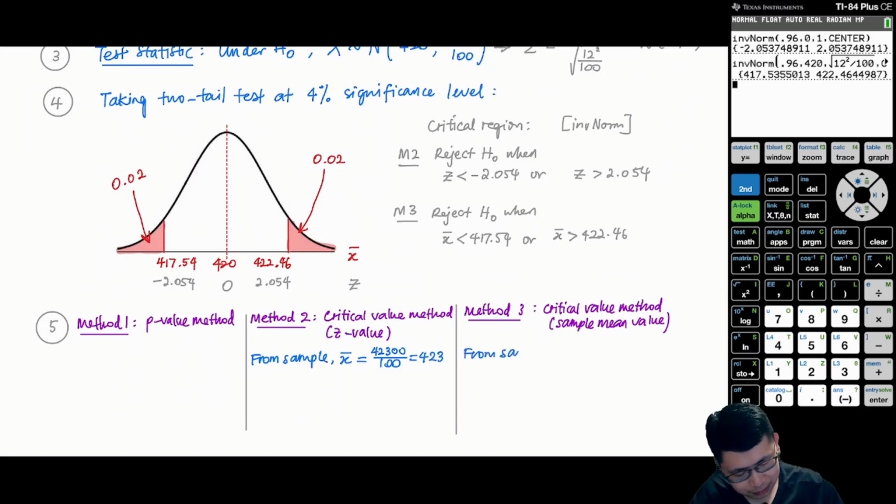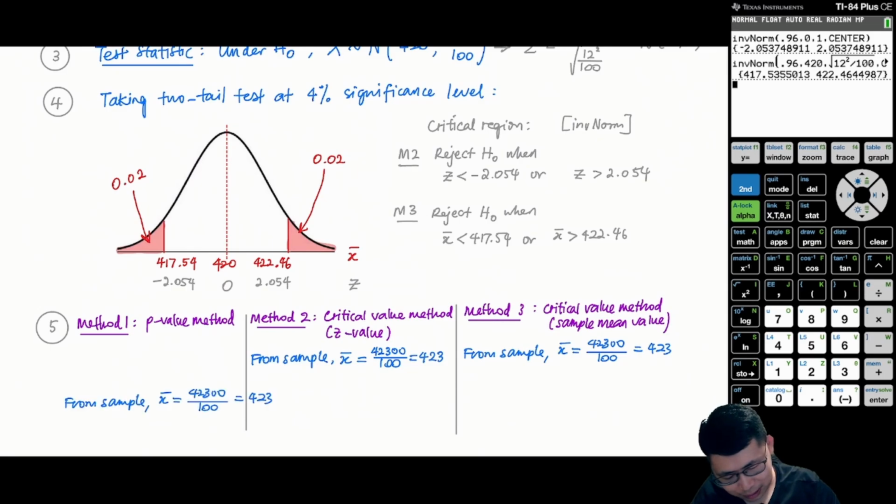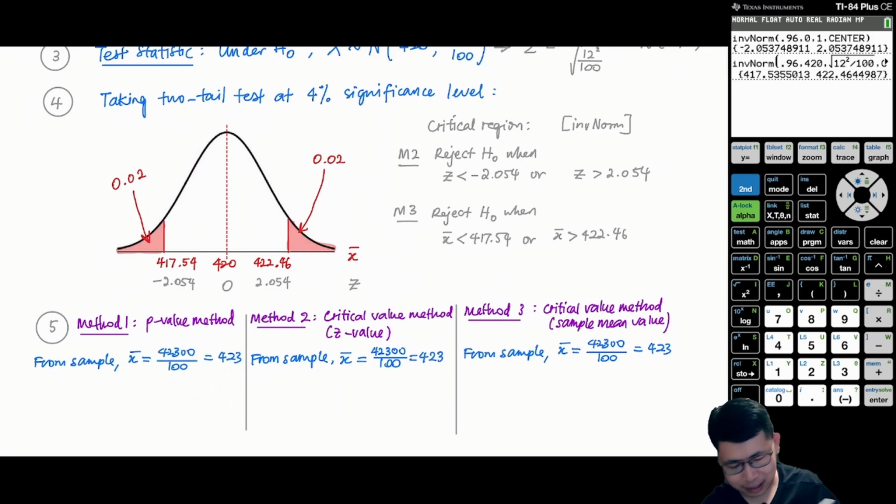Same thing for method 3. From the sample, x bar is equal to 42300 over 100, so this one is 423. In the same way, we can repeat this also for method 1. It's the same thing for method 1.